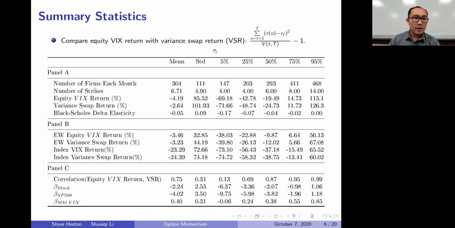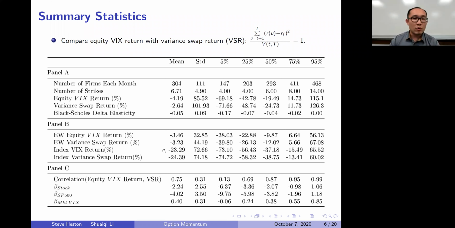First, if we compute the VIX return for the S&P 500 index, the difference between index VIX return and index variance swap return is small. They are both largely negative. The monthly average return is negative 23%. And they have a correlation of 0.99, highly correlated.